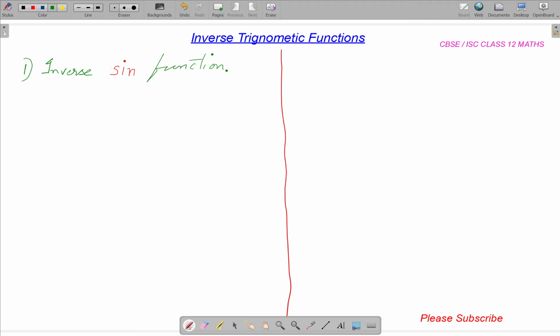Inverse trigonometrical functions. Inverse sine function. Let f of x is equal to sin x, or y is equal to sin x.